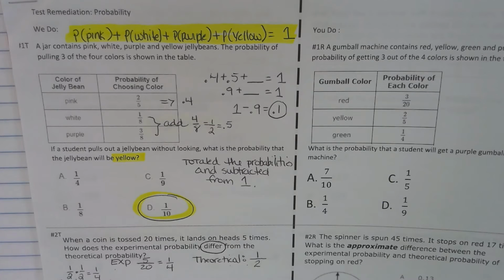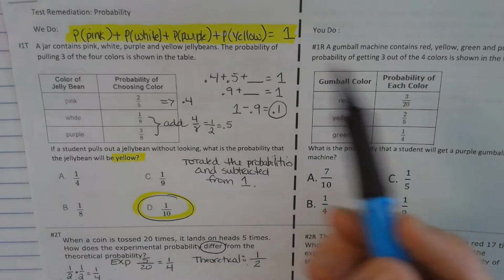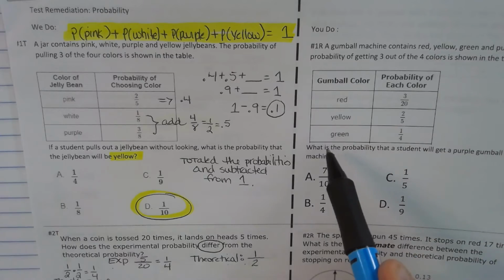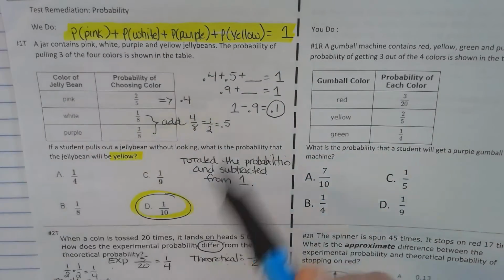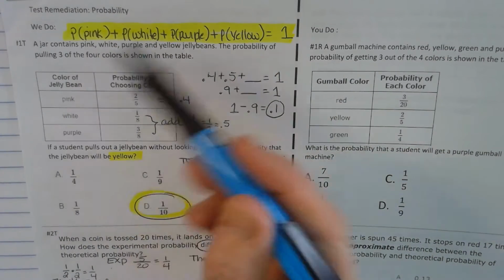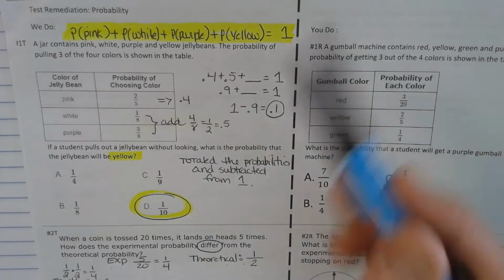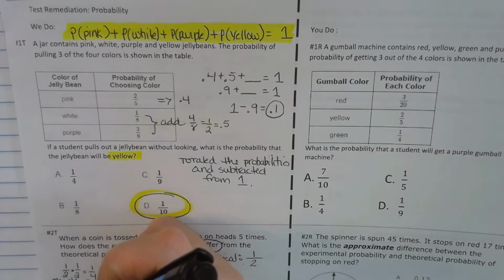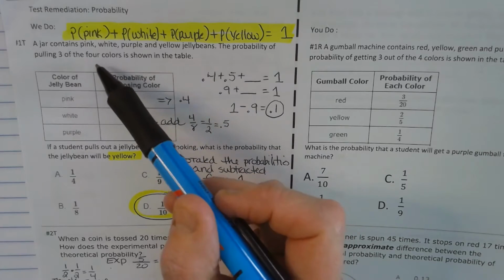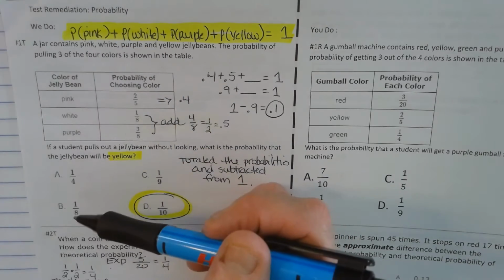Hey everybody, I wanted to post a video of your test remediation for probability, just in case you missed it from class over the last couple of days. Remember that to get your remediation grade, you must have down what I have down, because I'm explaining it here, and then you're going to show the same thing over here to get the credit, okay? For this particular one, these are the most missed from the test.